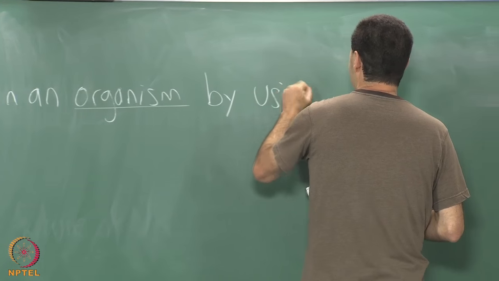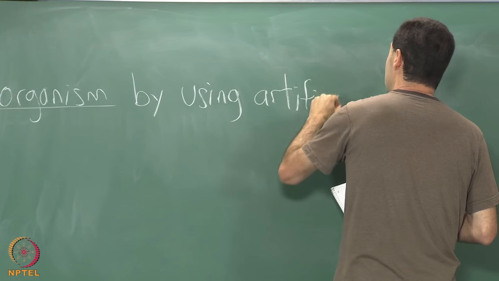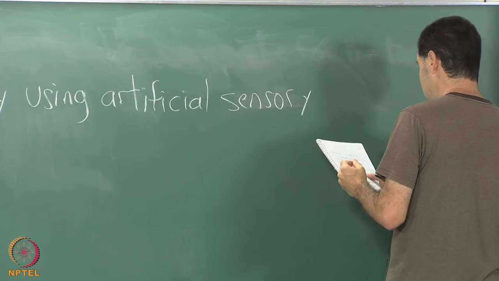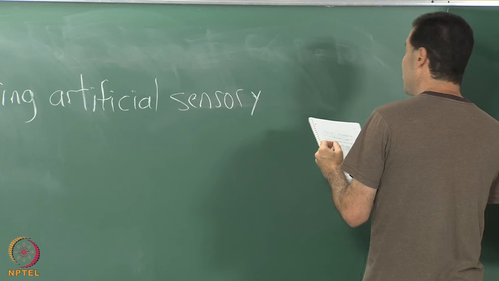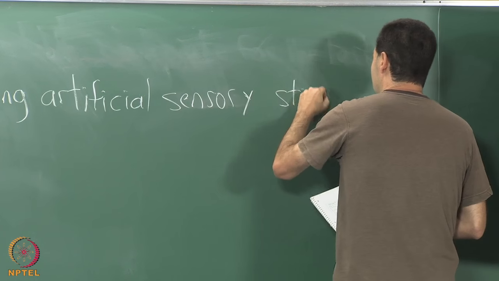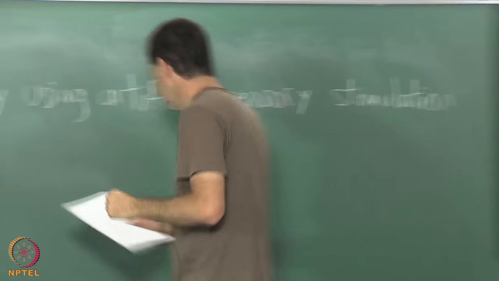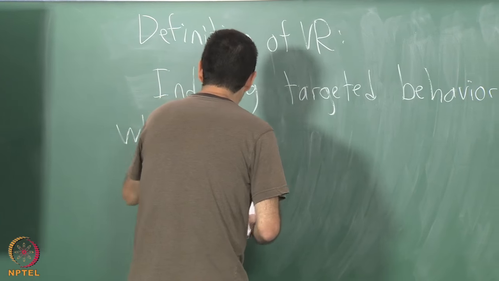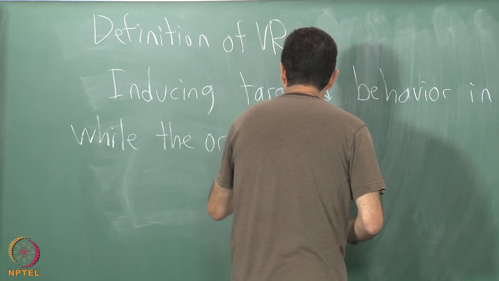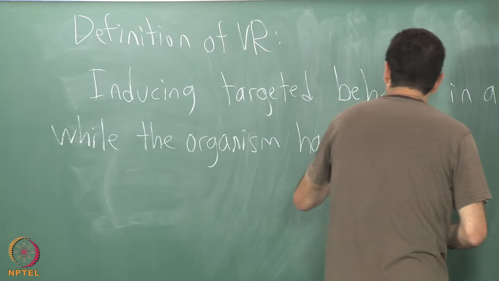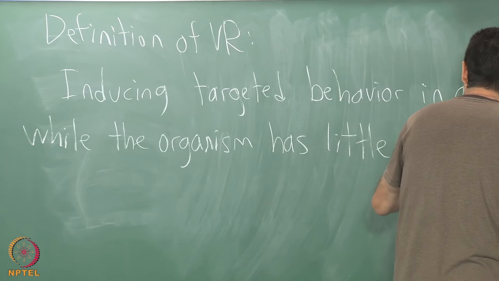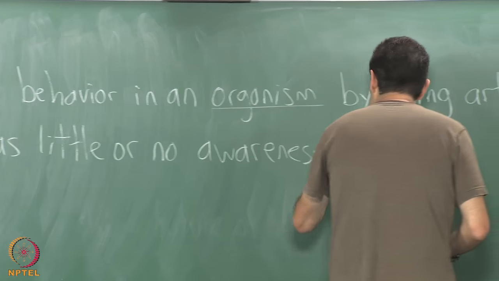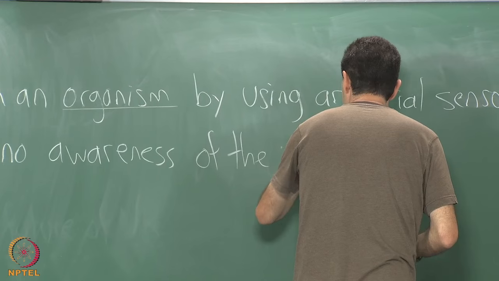By using artificial, here's where the technology comes in, sensory stimulation. Might be visual, might be audio, could involve touch, smell, taste, all kinds of things. Sensory stimulation, while the organism has little or no awareness of the interference.